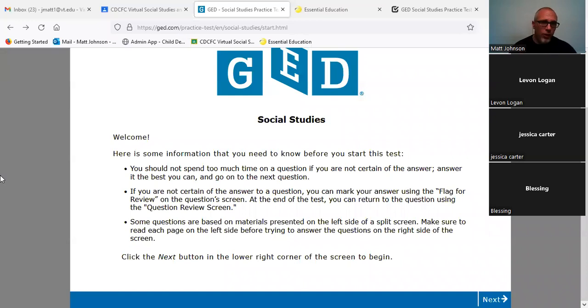So real quick, as far as tips here, things you should know before you start this test. Don't spend too much time on a question if you're not certain of the answer. Answer it the best you can and go on to the next question. That is good advice when it comes to testing.